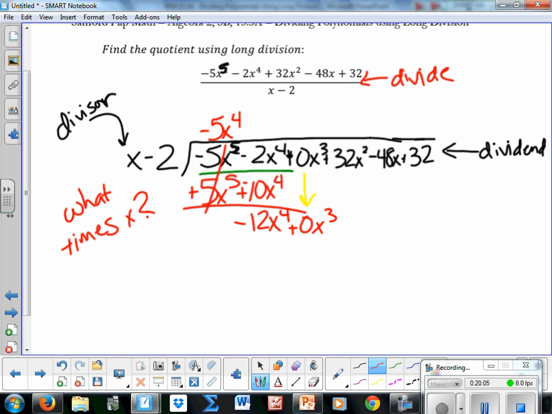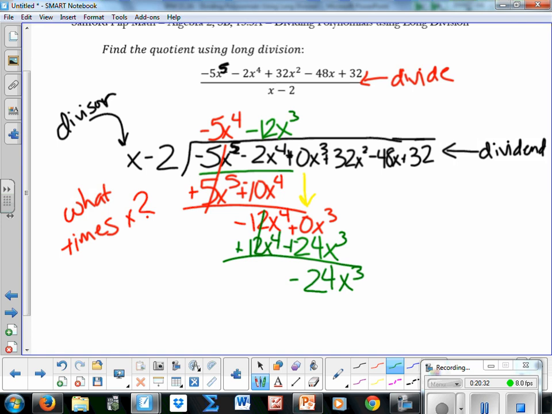Okay, now what times x gives us negative 12x to the fourth? So that's going to be negative 12x cubed. So we've got negative 12x cubed times x, negative 12x to the fourth, we got that already, plus 24x cubed. Opposite, opposite, add. Okay, so we end up with negative 24x cubed.